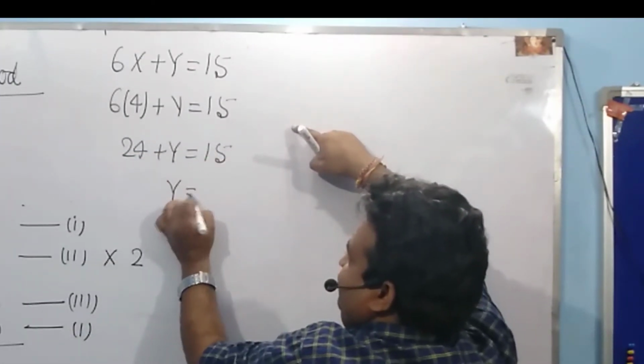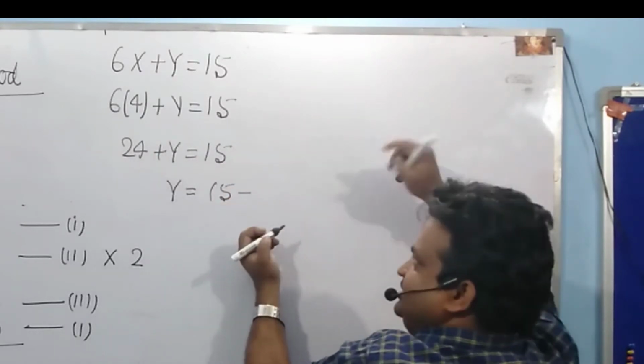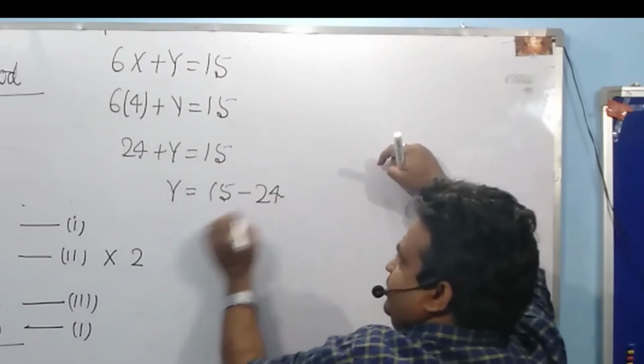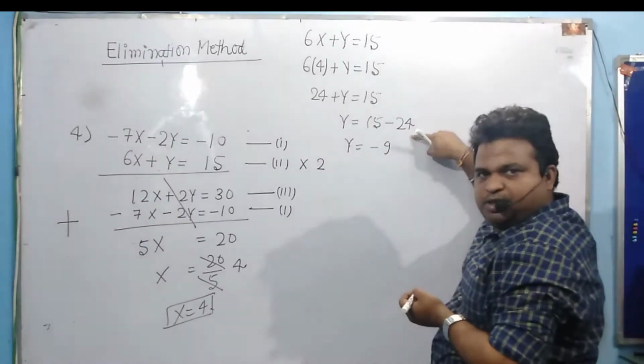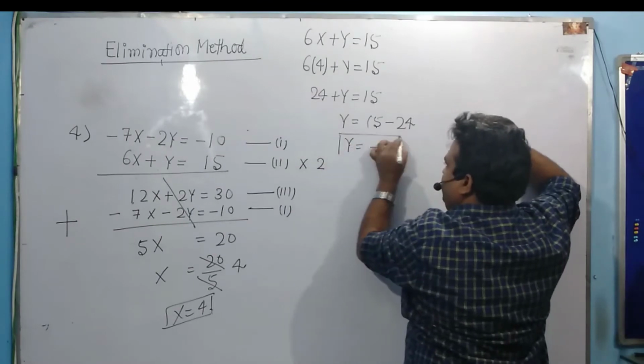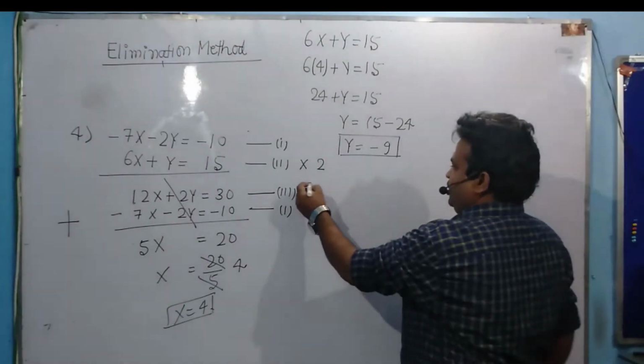So what is the value of y? y is 15, and the 24 on the right-hand side gets a negative sign. So y equals how much? 15 minus 24, which is -9. Yes. So the y value is -9, and my x value is 4.